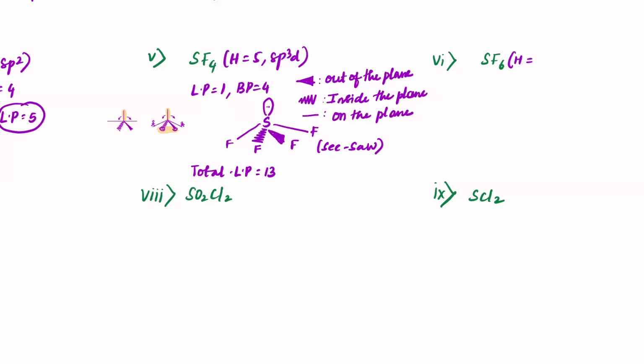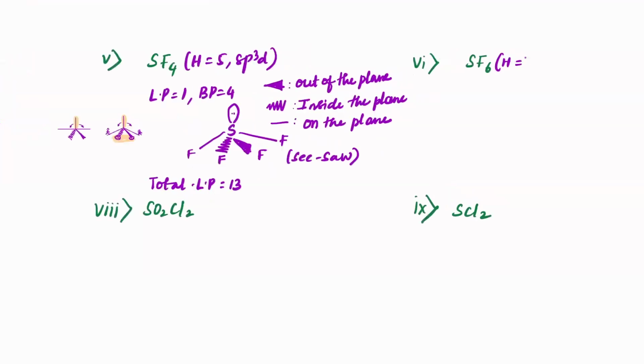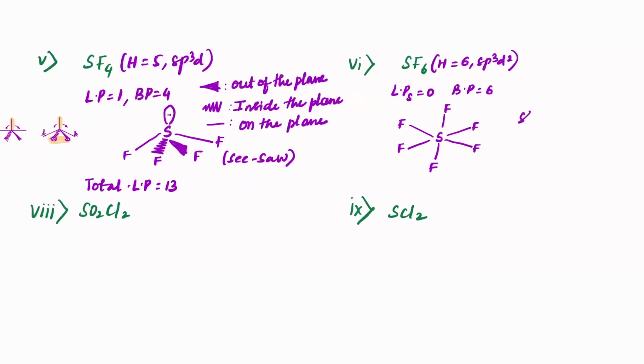Next, SF6. The steric number is 6 here and it is sp3d2. So lone pairs on sulfur are 0. Bond pairs are 6, which makes sulfur have 6 connections this way, 6 fluorides here. And that's it. So this is a perfectly octahedral form. There is no distortion here.